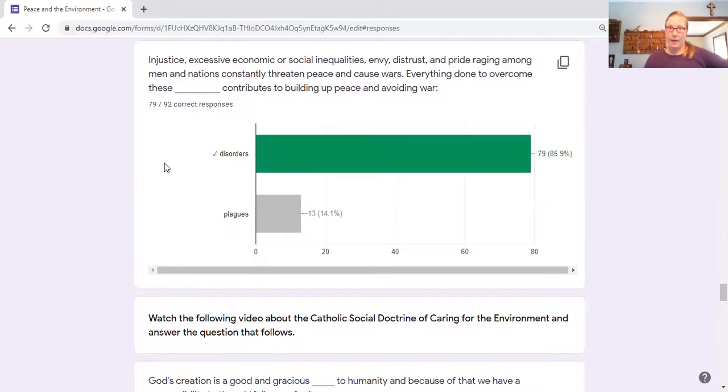Injustice, excessive economic or social inequalities, envy, distrust, pride, all of these are considered disorders that need to be overcome in order to contribute to building up peace and avoiding war.